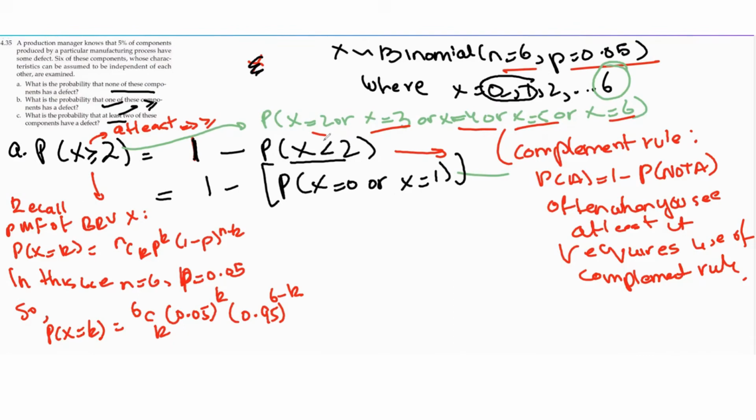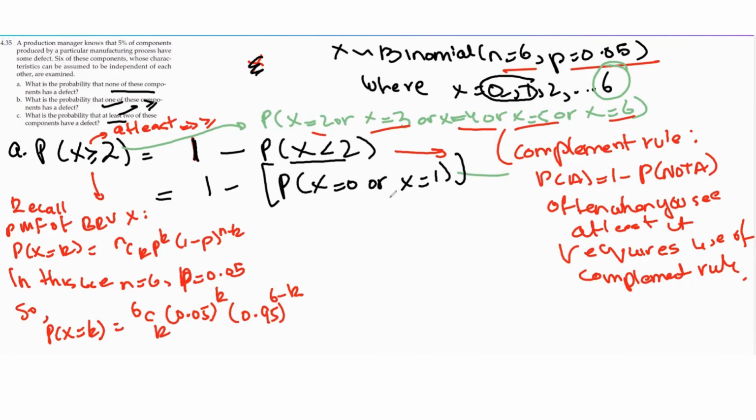Right, so probability x is less than 2 means x is 0 or x is 1, right? So now what we're going to see over here is probability x is 0 or x is 1. We know that when we're finding probabilities for a discrete random variable using the PMF, we just sum up the PMF over those values of the discrete random variable.